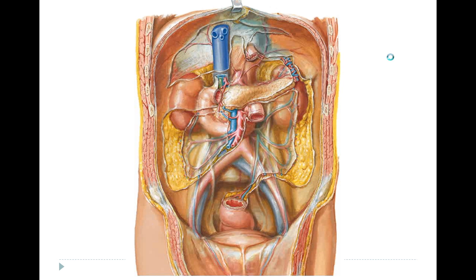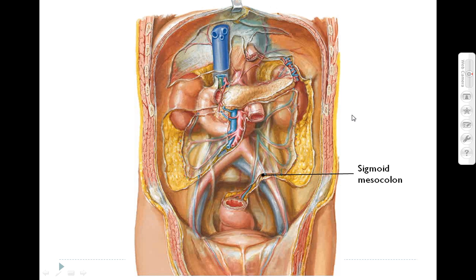The last mesocolon, so the last mesentery to consider, is the sigmoid mesocolon. Now, the sigmoid mesocolon is basically shaped in the form of an inverted V. It has a lateral limb and a medial limb. The lateral limb extends roughly in line with the external iliac vessels, which are here, about halfway to the inguinal ligament. The medial limb passes inwards.